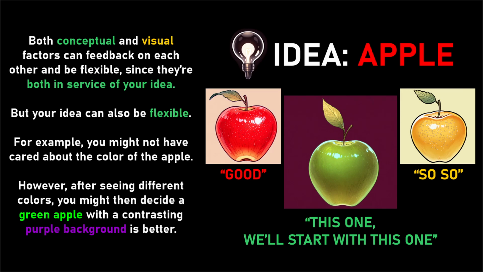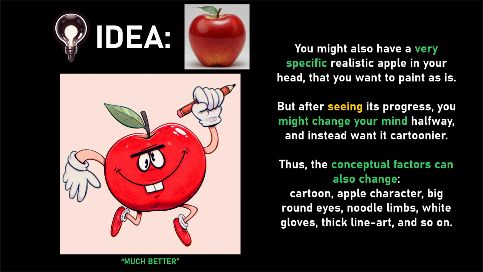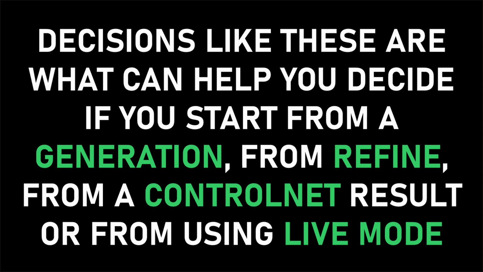You might not have even cared about the color of the apple, but after seeing a red, a yellow, and a green apple, you might decide it must be a green apple now, and that the blue background must now be purple to contrast with it. You might also already have a realistic red apple in your head, but after spending a while painting it on the canvas, you might decide that you want it to be more stylized and look cartoonier instead. And thus the original concept can change. It should now be a cartoon apple character with big round eyes, noodle limbs, white gloves, thick line art, and so on.